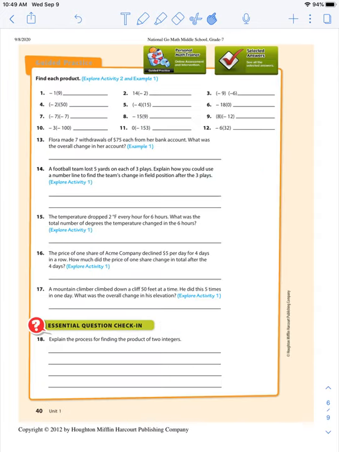All right, your homework today is going to be numbers 1 through 17 odd. So you're going to do 1, 3, 5, 7, 9, 11, 13, 15, and 17. Email me if you need any help.